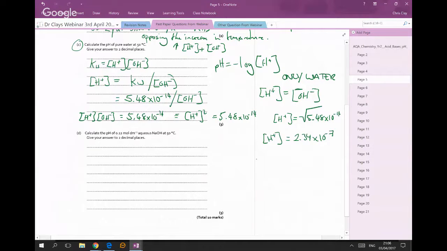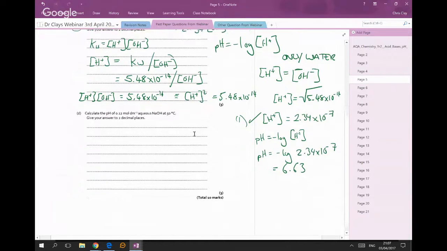Finally, if you then work through pH equals minus the log of the hydrogen ion concentration, there is your first mark. pH equals minus log of 2.34 times 10 to the minus 7. Hopefully you'll get out about 6.63. Okay, and then we'll work through the final question.